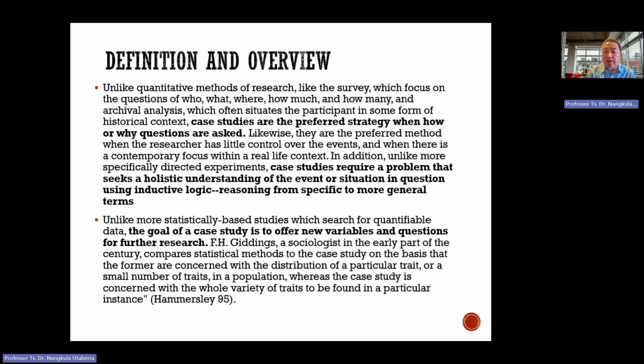Same as with qualitative research methods, normally we deal with the questions of how and why, not so much what, when, or other questions. So we are more focused on how and why something happened like that. Basically, the goal of a case study is to offer new variables and questions for further research. It opens up a new discourse and new discussions, which makes this approach unique and open to further research.